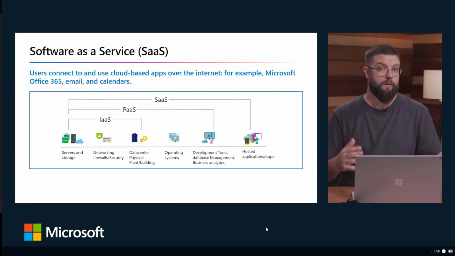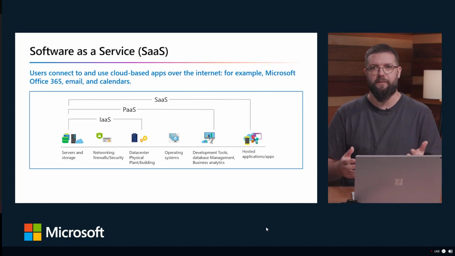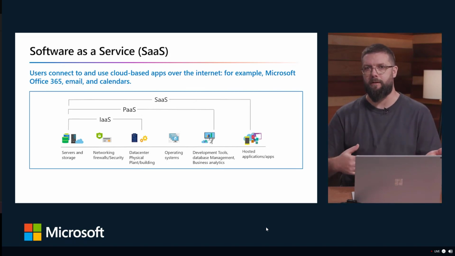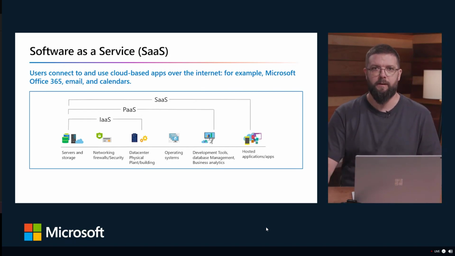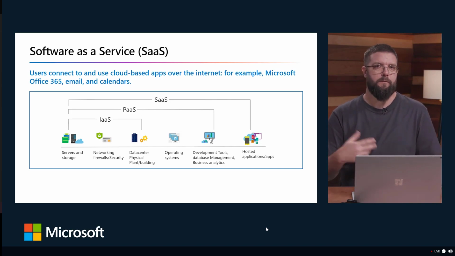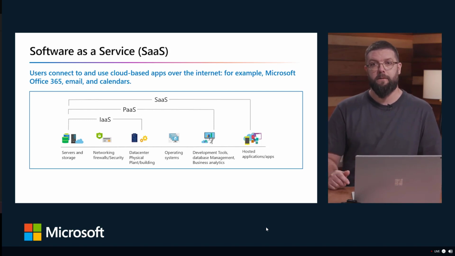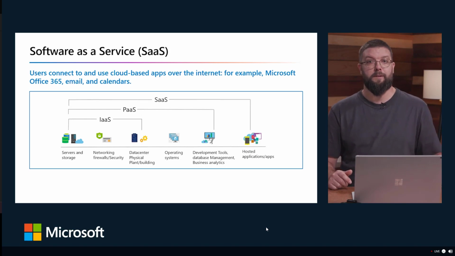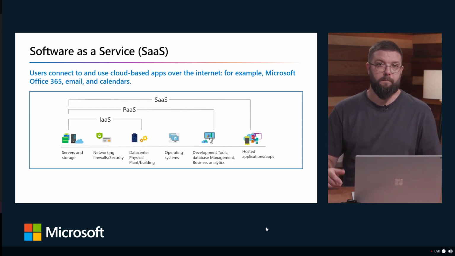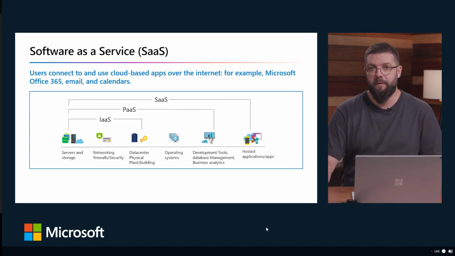SaaS, or software as a service, is a type of cloud computing service that provides users with access to software applications over the internet. So users don't need to install, update, or maintain the software on their own devices. The cloud provider takes care of that. So you only pay for the software that you're actually using as well. So usually on a subscription or a pay-per-use basis, SaaS is one of the three types of cloud services, right? So it fits alongside infrastructure as a service or platform as a service.